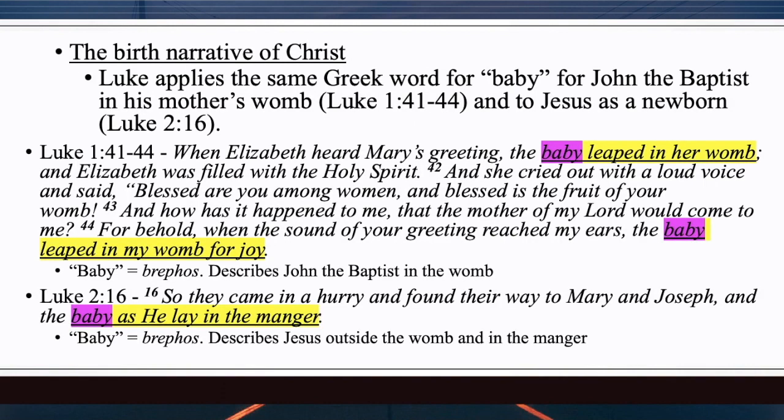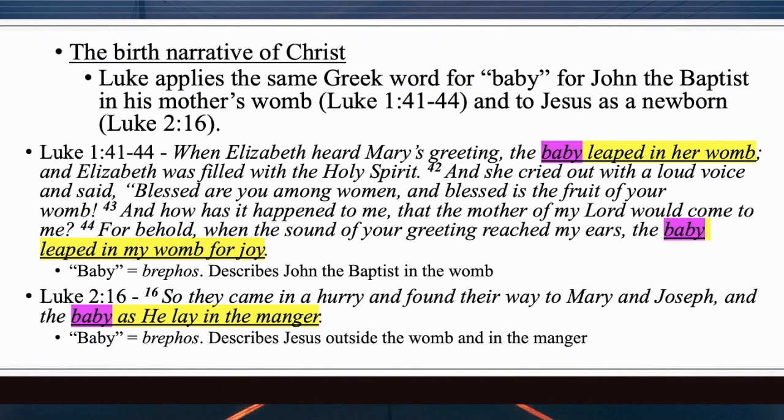Okay, so let's look here at the birth narrative of Christ, because we see it here also. Luke applies the same Greek word for baby for John the Baptist in his mother's womb, and that's in Luke 1:41 to 44, we'll get that in a second, and to Jesus as a newborn, Luke 2:16. So let's look at these passages.